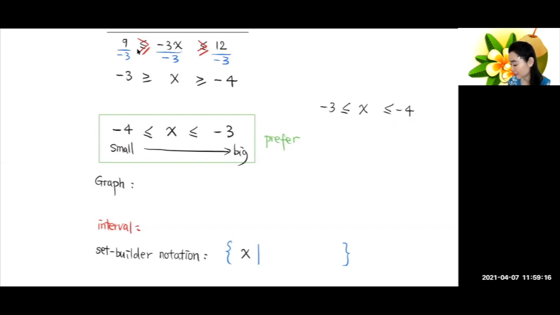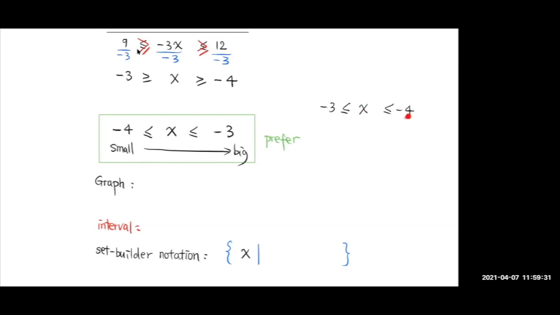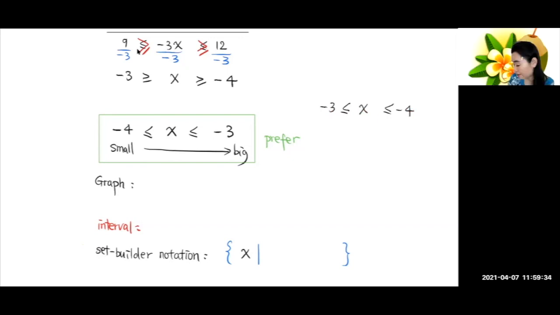What do you think? No. It's not possible because the translation, x is greater than or equal to -3 and less than or equal to -4, actually implies that -4 is greater than or equal to -3, which is not true.